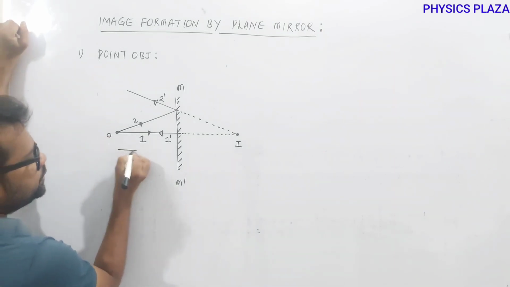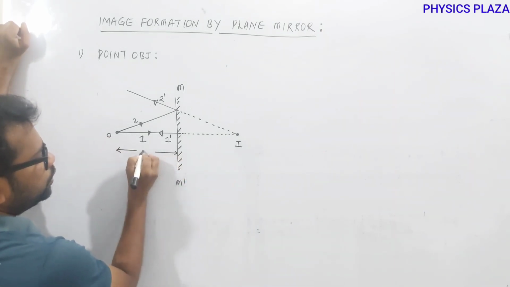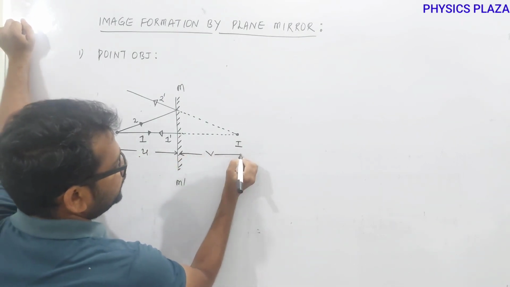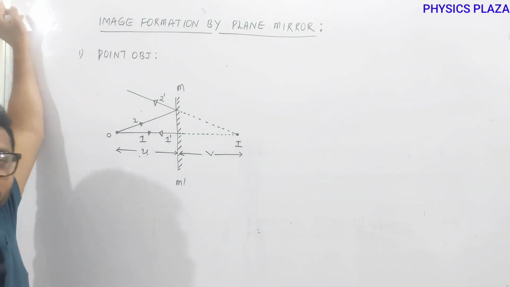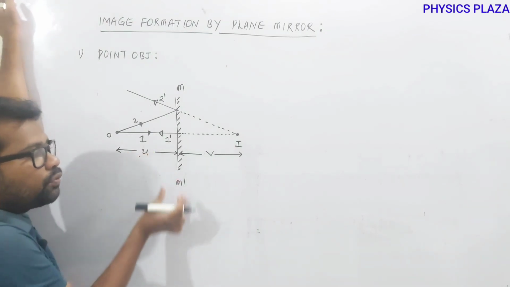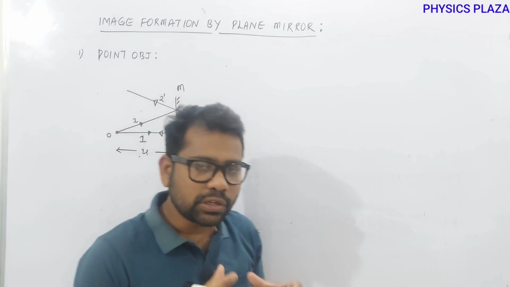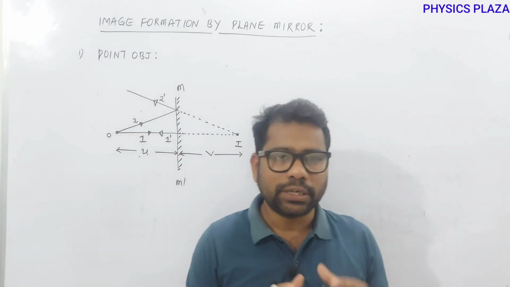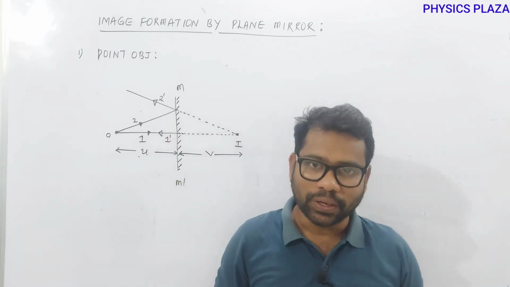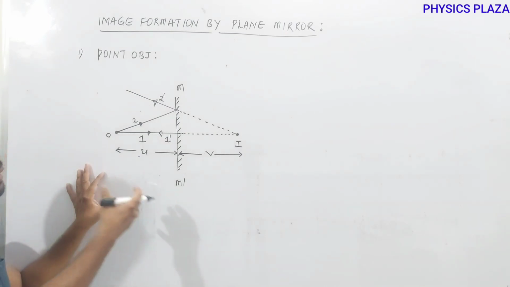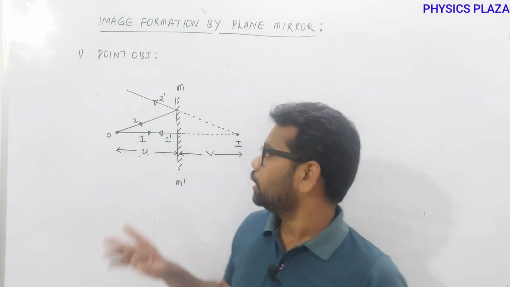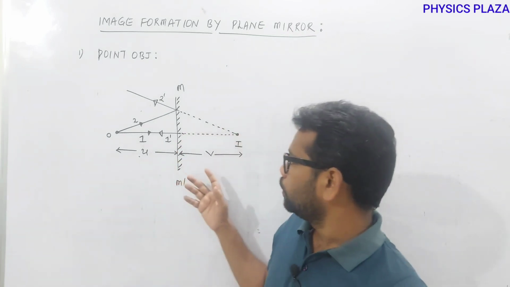And children, the distance between the object and the mirror is called the object distance, and the distance between the mirror and the image is called the image distance. It is very important. It is proved experimentally that the object distance is always equal to the image distance, which means if you are standing 10 meters in front of a mirror, then your image is found behind the mirror at a 10 meter distance. So children, this is how the image of a point object is obtained. In the examination, they may ask you to make a ray diagram for a point object. Then you have to make it like this.